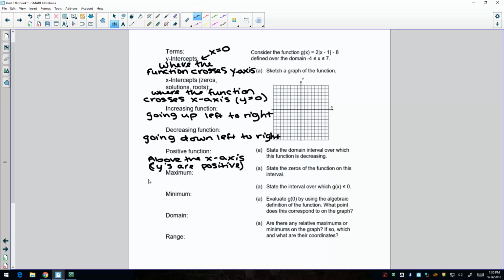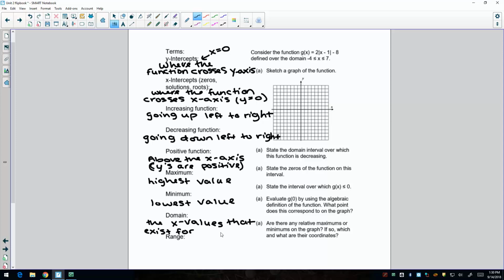A maximum is, I think it's pretty self-explanatory, the highest value. The minimum is the lowest value. And we have already gone over domain and range. But really quickly, the domain are all of the x values that exist for that particular function. A lot of times, the domain is from negative infinity to infinity because you can plug in any x.